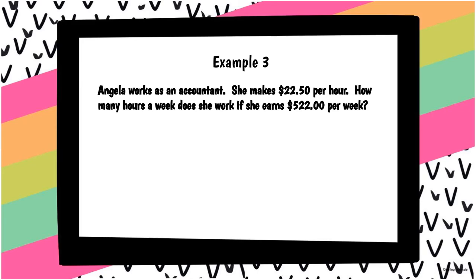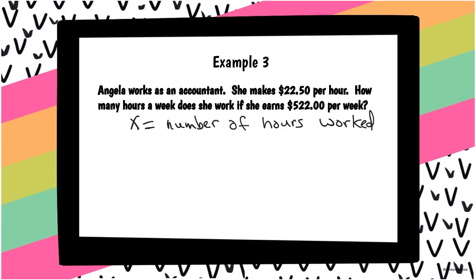All right, example 3 is a little bit different. Here we have Angela, who also works as an accountant. She makes $22.50 per hour. We want to know how many hours a week does she have to work if she earns $522 per week. So here we're trying to find the number of hours that she works. So we're going to make an equation. If we let x equal the number of hours worked.